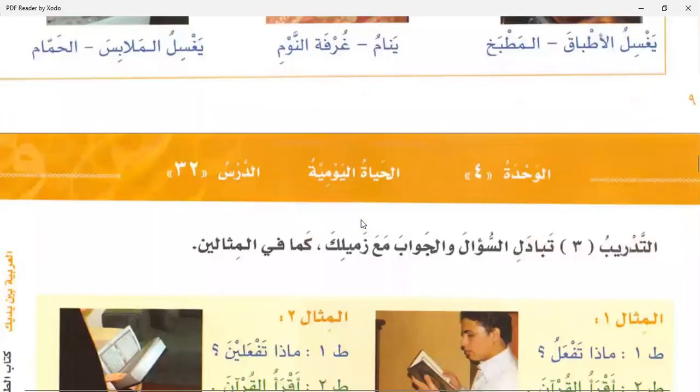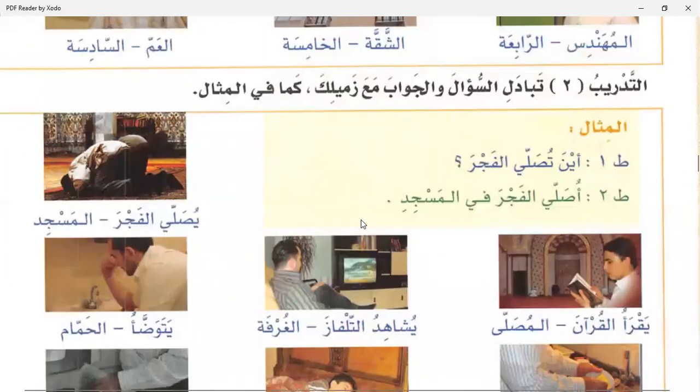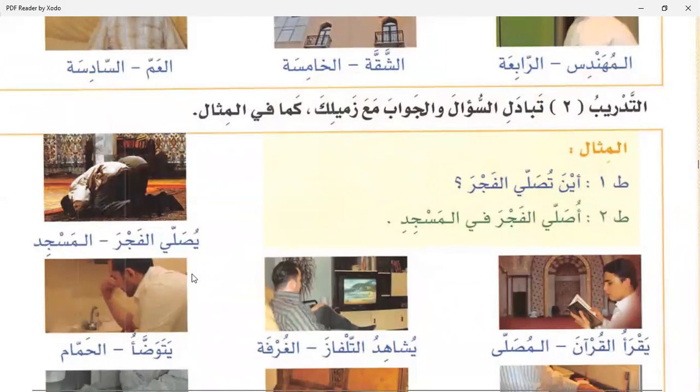Aina yusalli al-fajr. What is the answer? Okay. If you are saying Aina yusalli al-fajra, this means where does he pray fajr? This question is not required here. In this dialogue, we need to ask where do you pray the fajr? So for this question, you say Aina tusalli al-fajra, and its answer is usalli al-fajra fil masjidi. I pray the fajr in the masjid.